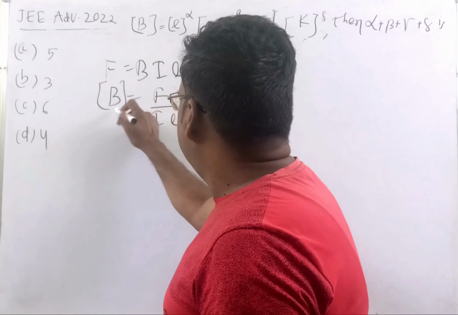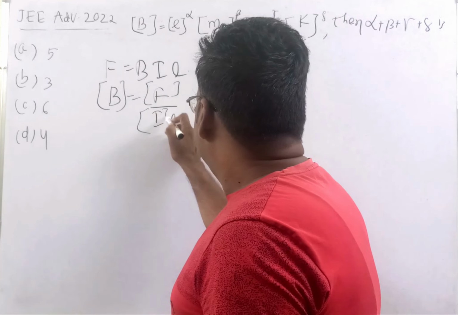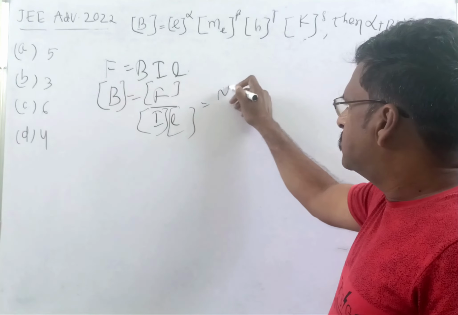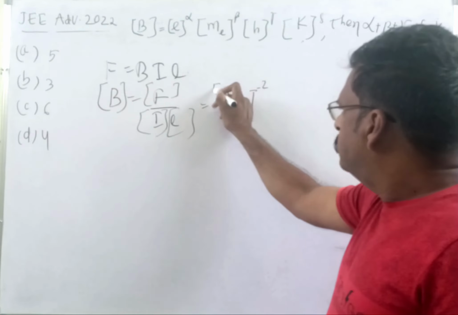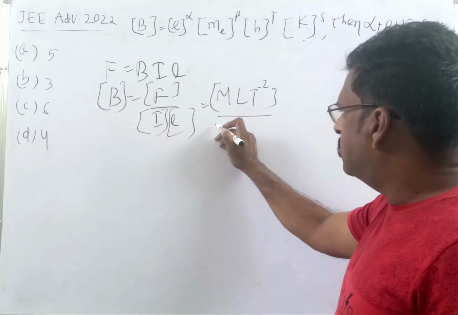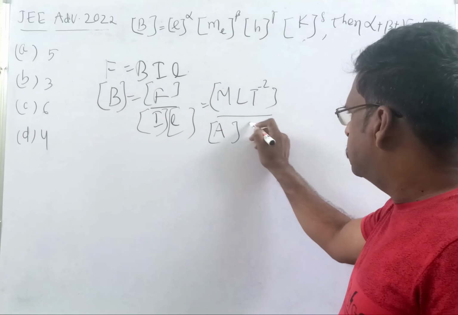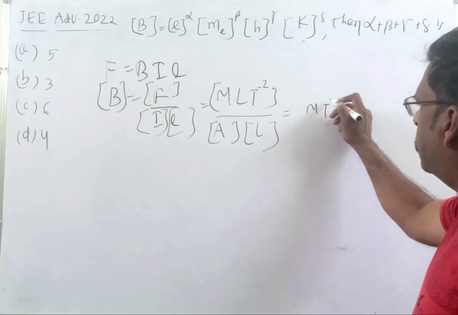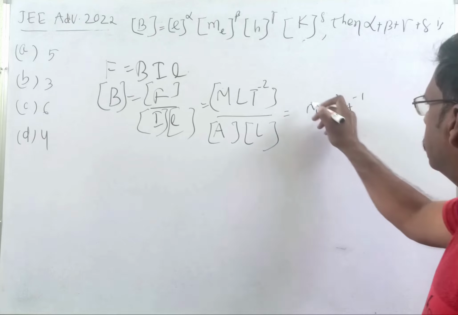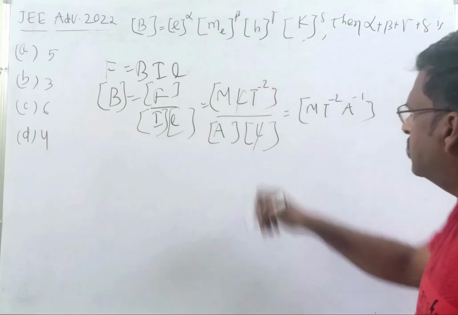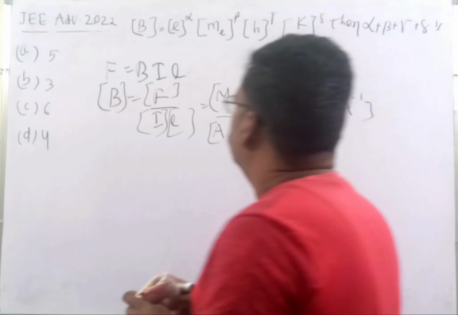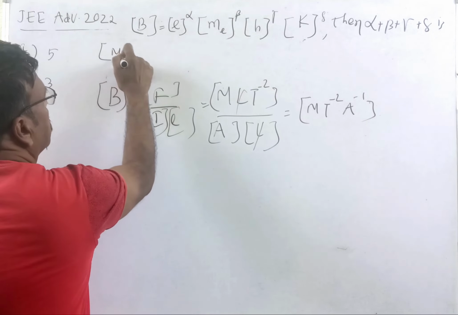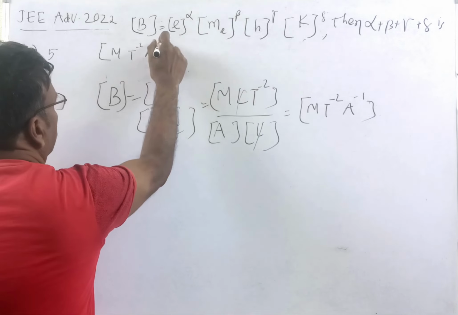So the dimensions of B will be dimensions of F upon dimensions of current into length, and dimensions of force is MLT minus 2, upon dimensions of current is A, length is capital L in square bracket. This becomes MT minus 2 A to the power minus 1, and this L, L cancel out. Okay, we will write it here. For B we write MT minus 2 A minus 1.